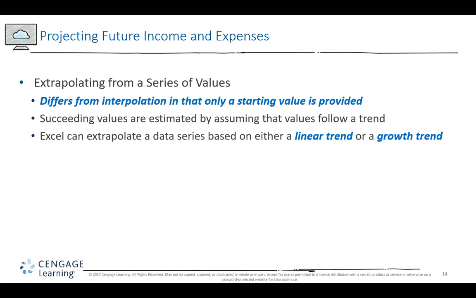Another way to project future income and expenses is to use extrapolation. Extrapolating from a series of values differs from interpolation in that only a starting value is provided. Succeeding values are estimated by assuming that values follow a trend. Excel can extrapolate a data series based on either a linear trend or a growth trend. Remember that with a linear trend, values are assumed to change by a constant amount. With a growth trend, values are assumed to change by a constant percentage.